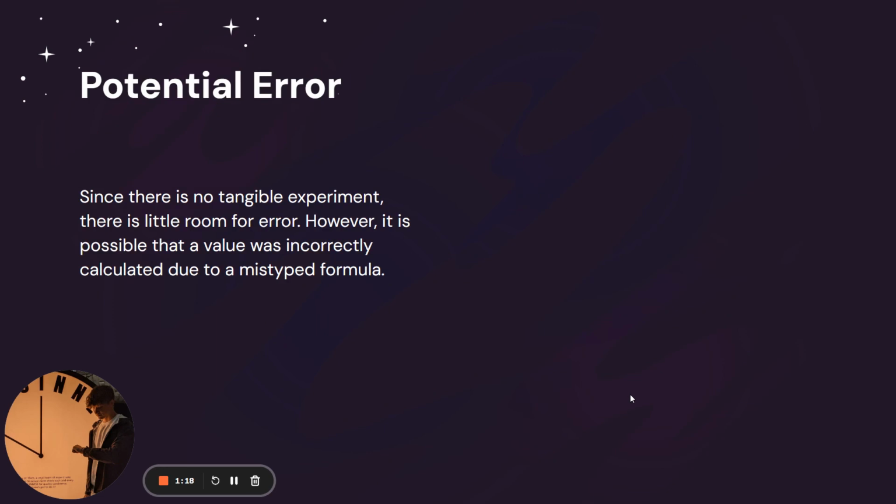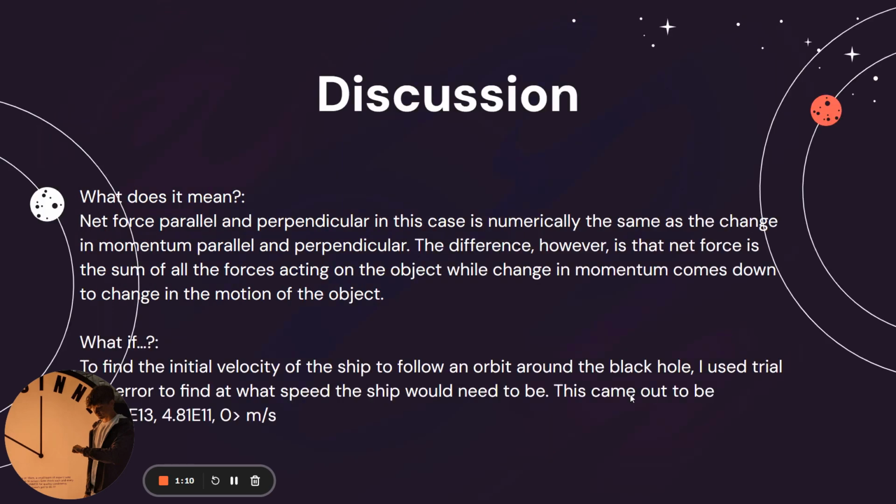Since there's no tangible experiment, there is little room for error, but it is possible that a value was incorrectly calculated due to a mistyped formula in the code. So as far as discussion goes, net force parallel and perpendicular in this case is numerically the same as change in momentum parallel and perpendicular. The difference, however, is that net force is the sum of all of the forces acting on an object, while change in momentum comes down to change in motion of the object.